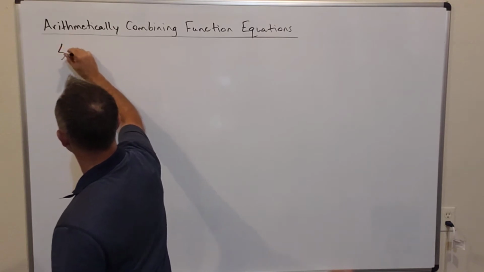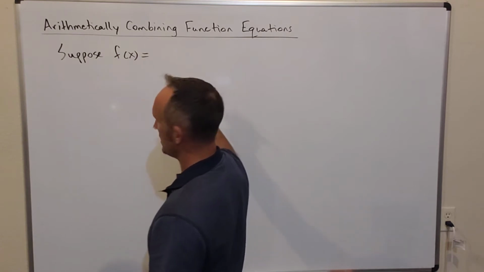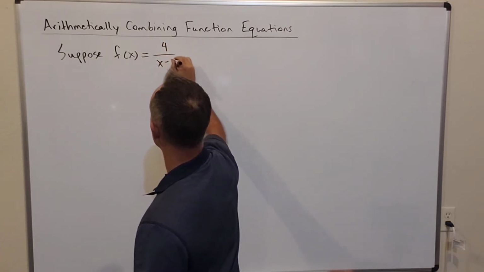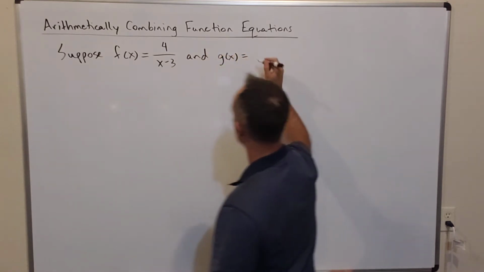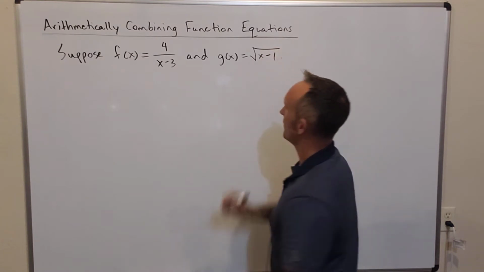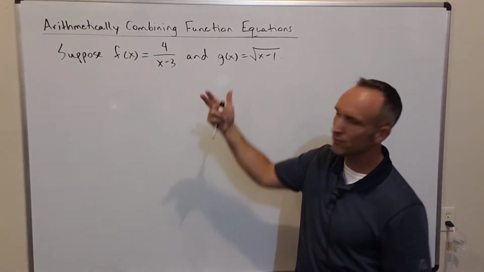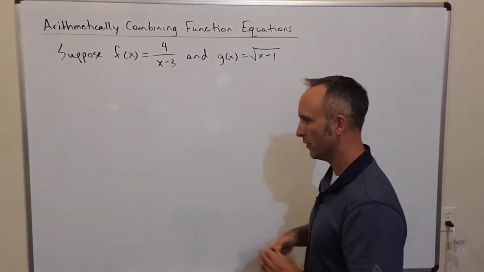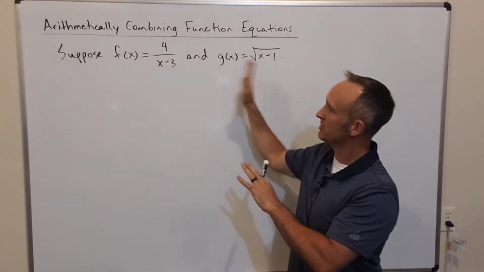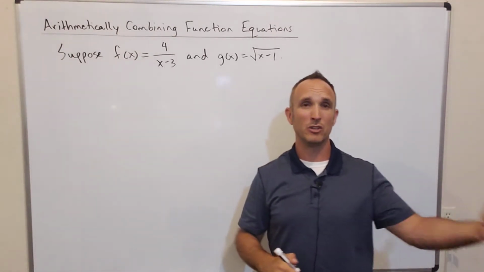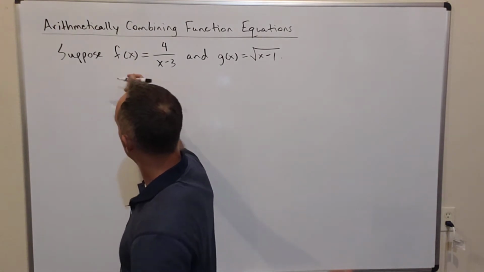Let's suppose that we have the function f of x, which equals 4 over x minus 3, and we have the function g of x, which equals the square root of x minus 1. I find that college algebra students typically struggle with rational functions and root functions maybe more than others. So we'll focus in on those two. We're going to work on some different arithmetic combinations of these two functions, and also we're going to look at the domains of those because that's a really big topic as well.